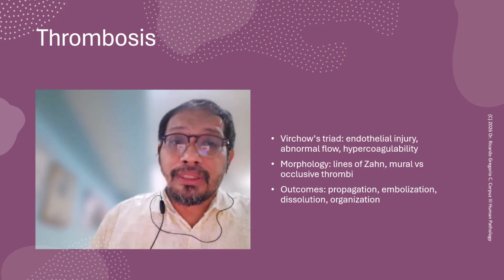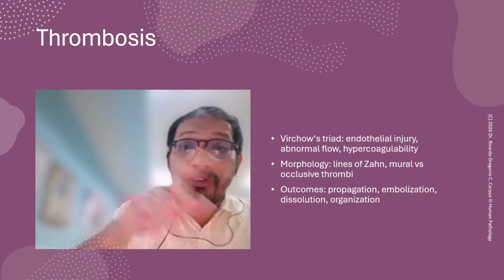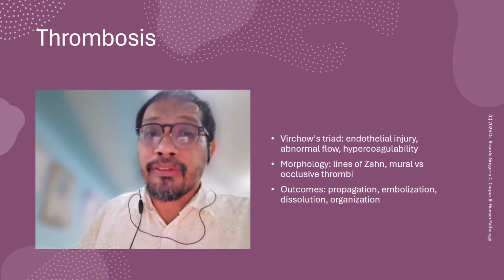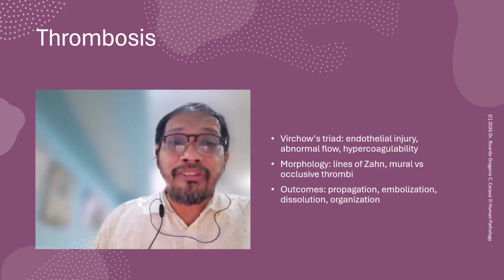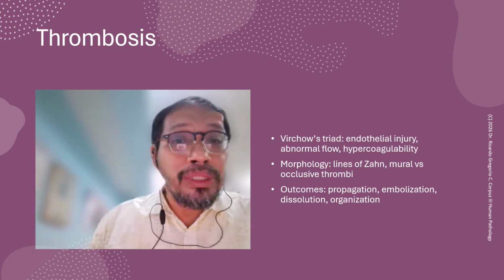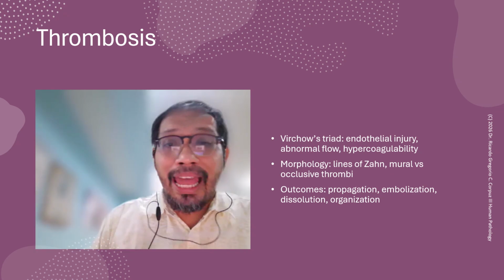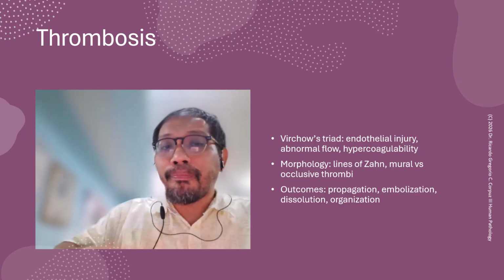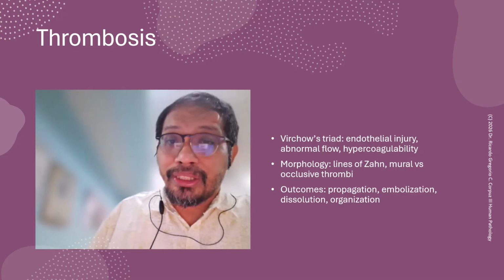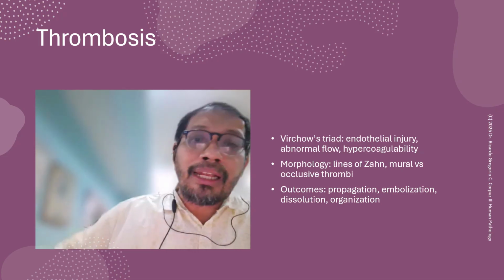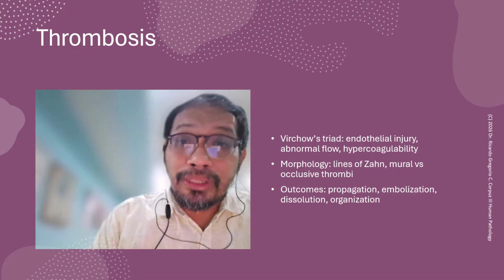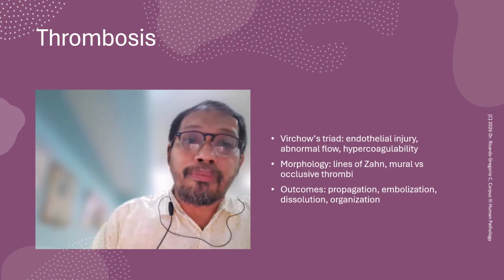Morphologic clues distinguishing ante-mortem from post-mortem clots. Your book emphasizes that ante-mortem thrombi have characteristic structural features because they form in flowing blood. The most important is the presence of lines of Zahn, alternating pale platelet-fibrin layers and darker red cell-rich layers. This lamination indicates that the clot formed while blood was circulating, helping the pathologist distinguish true thrombi from post-mortem clots.